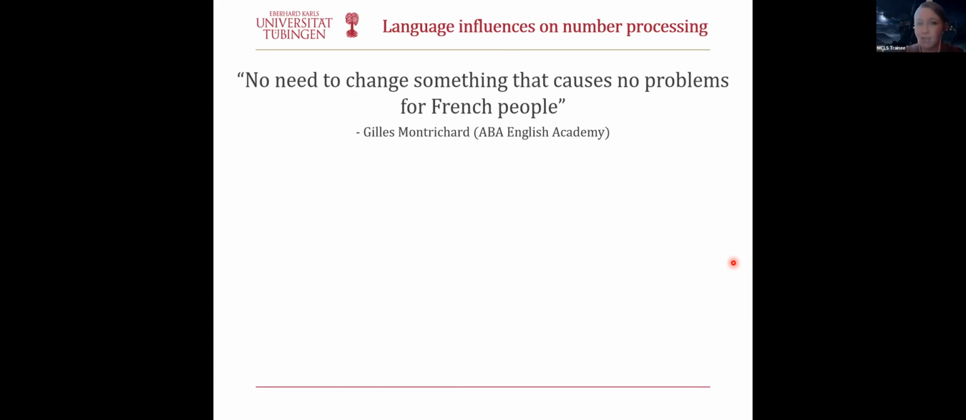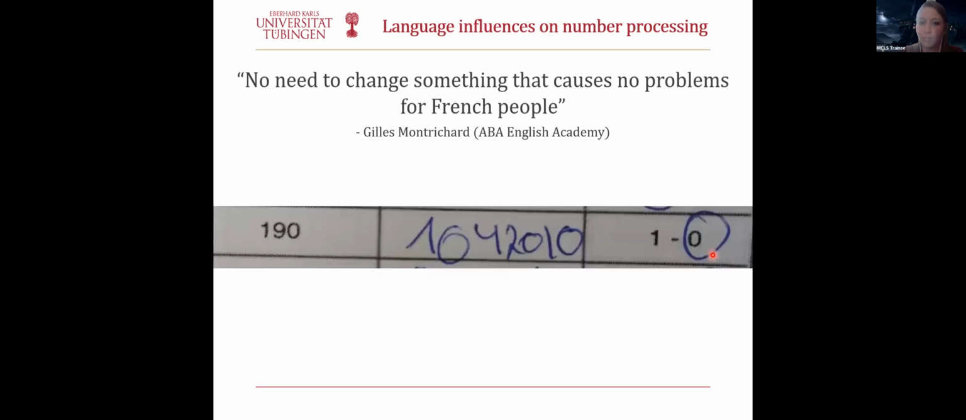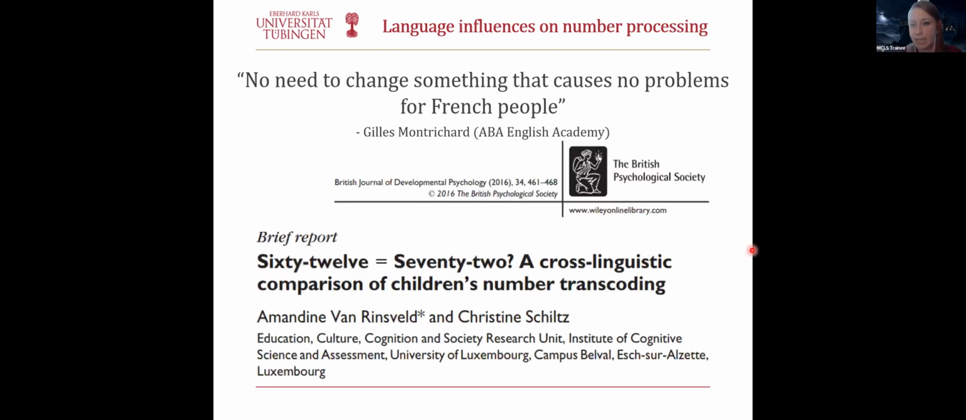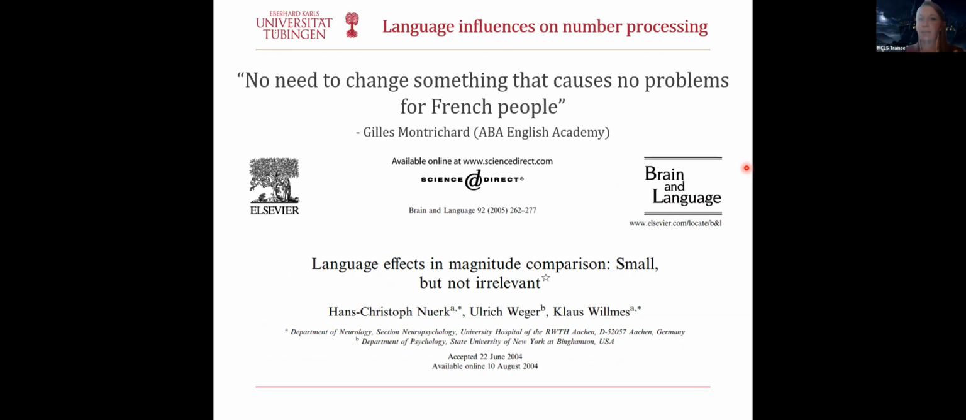Now, I would argue that this is not necessarily the case. First of all, remember this example where a child of, I think, 6 has to write 119 and writes 100 4 20 10. Second, there has been a study from Van Rinsveld and Schiltz, who compared number transcoding between English and French children. I think they were about 10 years old. And the English children significantly outperformed the French in the number transcoding.